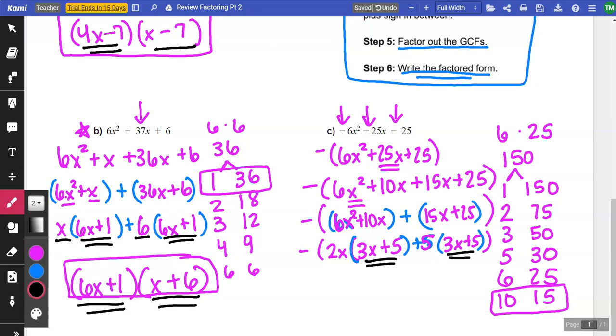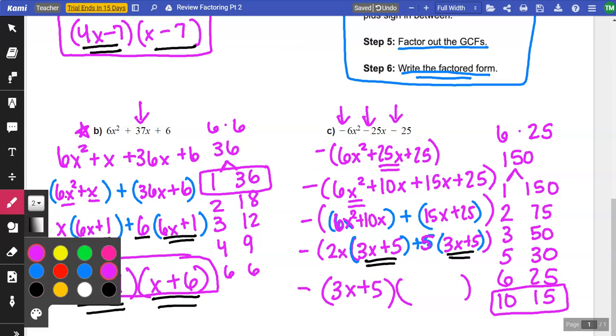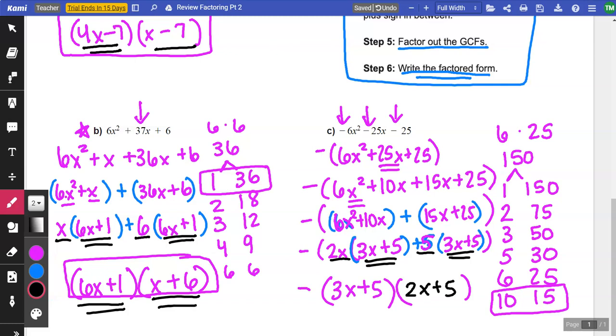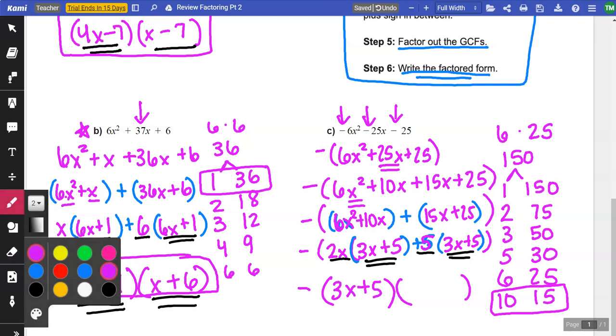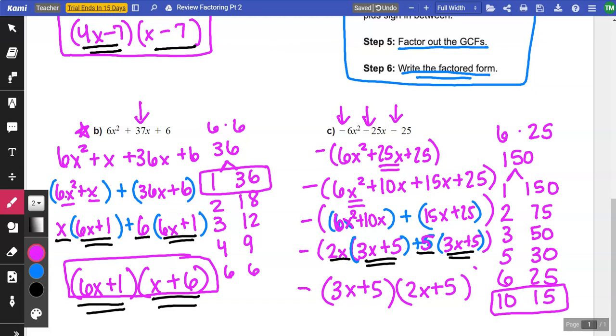So I'm going to go ahead and set up my factors. I know I have a negative as my first factor. Then I'm going to have two more factors after that. What's in the parentheses that matches goes in the first set of parentheses here. And then what's left goes in that last factor. So 2x plus 5 is left. Sorry, I didn't mean to write that in black. Let me change that to purple. 2x plus 5. There we go. And now we've completely factored negative 6x squared minus 25x minus 25.